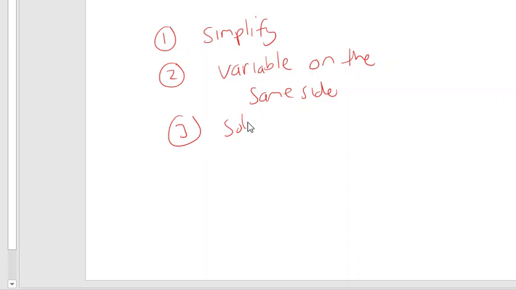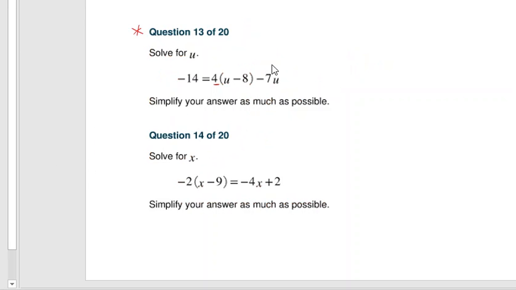And then you solve the two-step equation that you have left. Okay? So on number 13, our very first step is to simplify. And on the left side, there is nothing to simplify, so we're going to leave that as negative 14. On the right side, we need to distribute this 4 to both of the terms inside the parentheses.